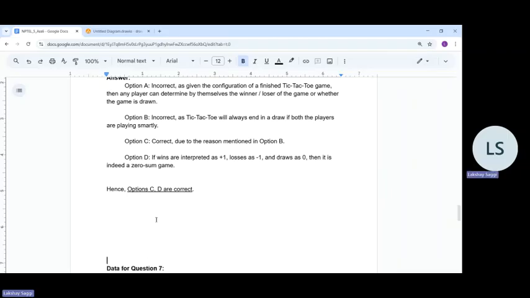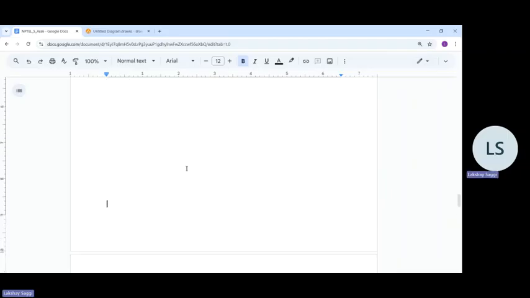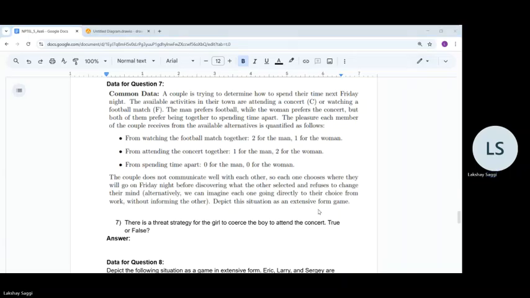Okay, then maybe we can move on to question 7. So I'll just go to the next page. In the seventh question, it's again giving a common data, though it's only one question. The problem is essentially saying that a couple is trying to determine how to spend their time next Friday night.